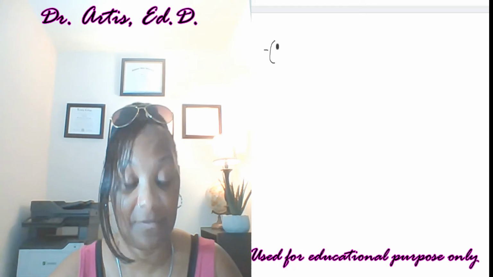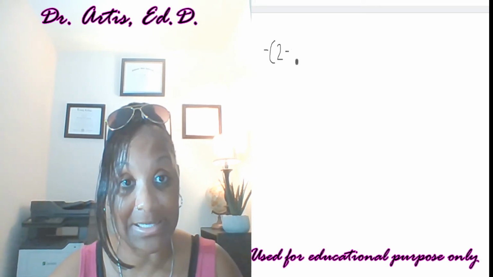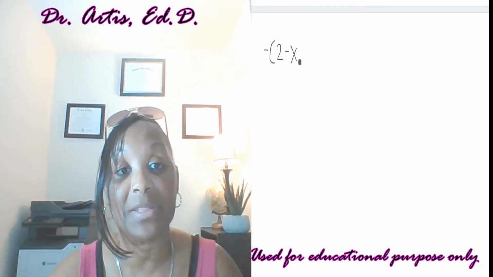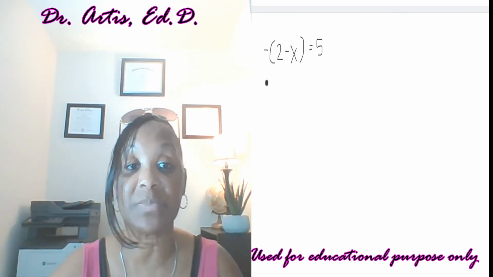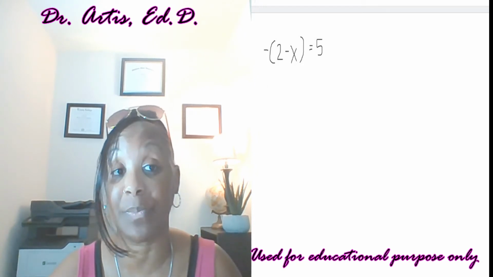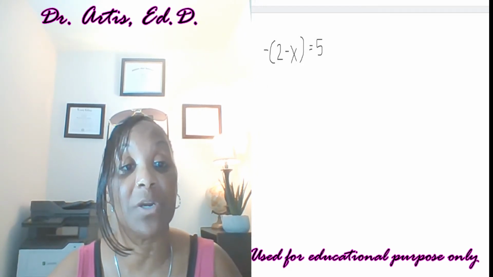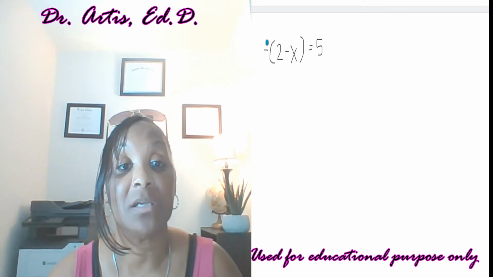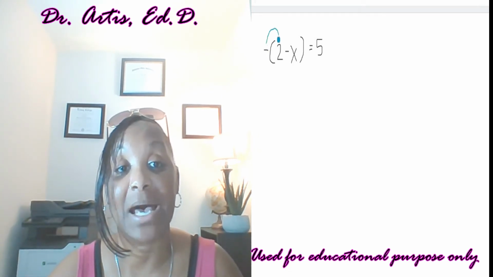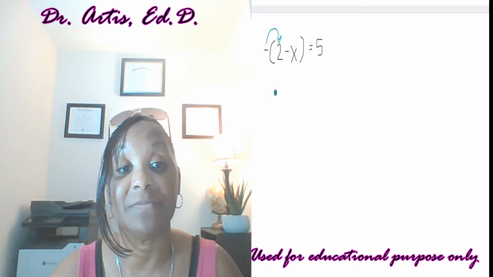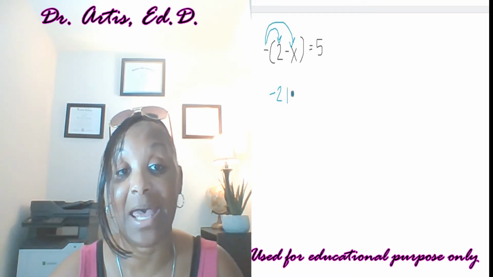So we have a negative, then we have parentheses 2 minus x, in parentheses, equals 5. So the first thing we're going to do in solving this problem is use the distributive property, okay? Because we need to get rid of our parentheses. So we have a negative times 2, which will give us a negative 2. And then a negative times a negative x will give us a positive x, because a negative times a negative, according to the rule, will give us a positive.